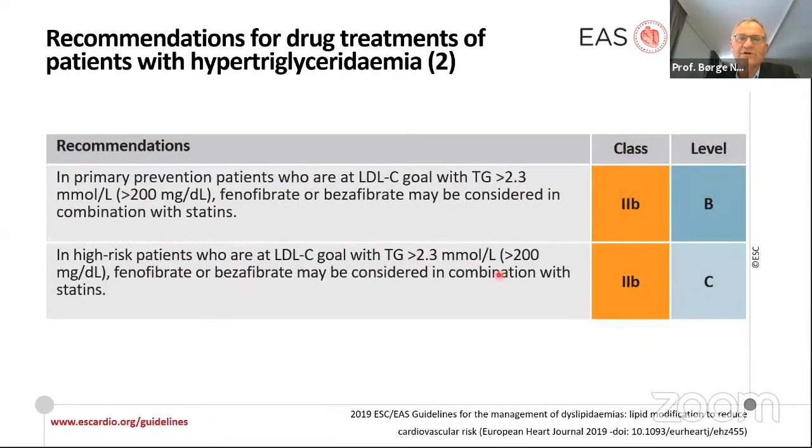And then there are also recommendations about using fibrate, fenofibrate or bezafibrate, for primary prevention patients with an LDL cholesterol goal and still triglycerides above 200 milligrams per deciliter and 2.3 millimoles per liter. And in high-risk patients who are at LDL goals, but again with the same high triglycerides, it could be considered in combination with the statin therapy.